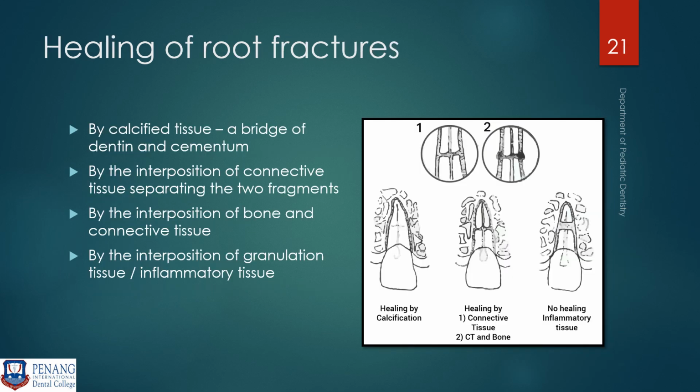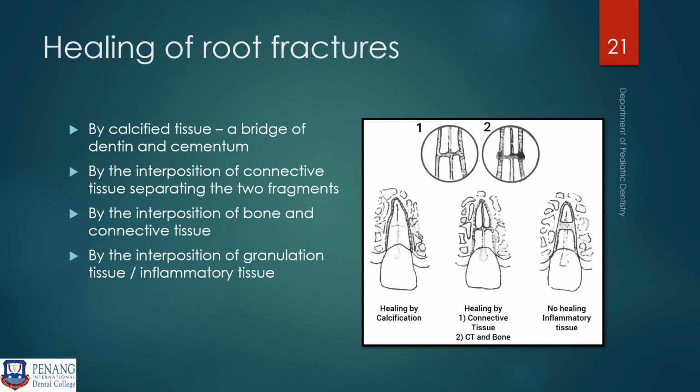Now when you talk about root fracture, we have to talk about how the root fracture heals. So there are like 4 ways in which the healing occurs, and we have absolutely no control on the healing process. Okay, so one of these 4 will happen once you complete the procedure of repositioning and stabilization of a root fracture. So the best would be when the healing of the 2 fracture segments are joined together by calcified tissue, a bridge of dentine and cementum.